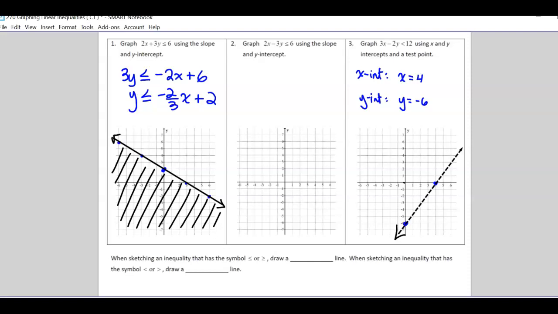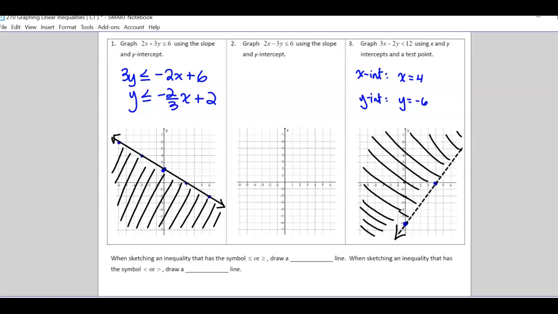So if I put 0 in for x, 0 in for y, I get 0. Is 0 less than 12? Yes. So that means this point is in the region above. So I'm going to change the entire region above. So if you don't solve very quickly for y, then use a test point to figure out which region to make the change.